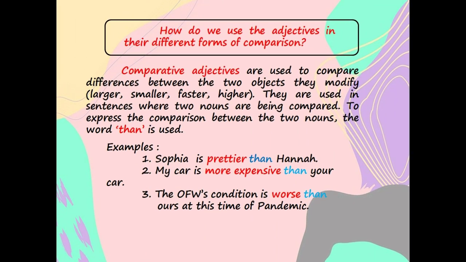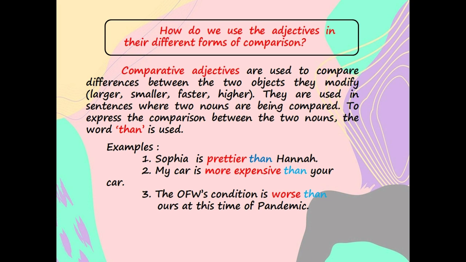Now, how do we use the adjectives in their different forms of comparison? Comparative adjectives are used to compare differences between the two objects they modify. Like we use the adjectives, for example, larger, smaller, faster, higher. They are used in sentences where two nouns are being compared. To express the comparison between the two nouns, the word than is used. For example, Sophia is prettier than Hannah.